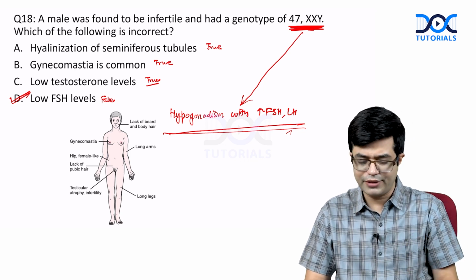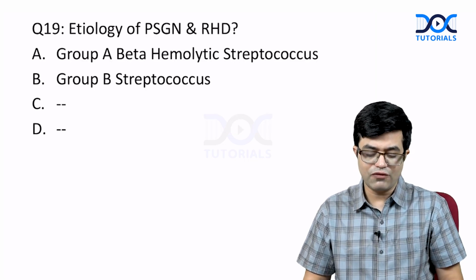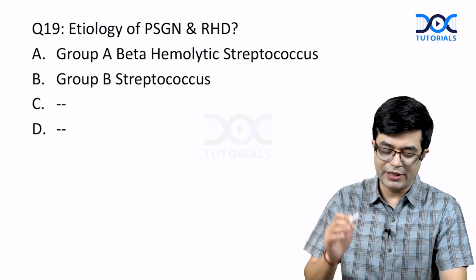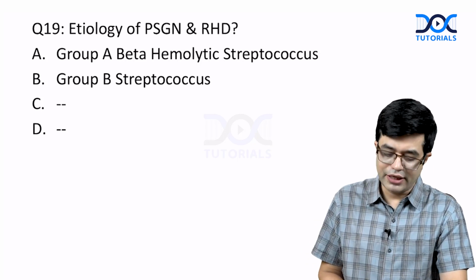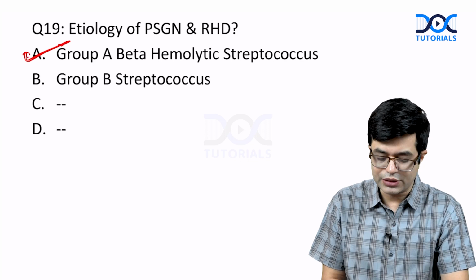We have discussed it already. Question number 19. Etiology of post-streptococcal glomerulonephritis and rheumatic heart disease. Easy one-liner, group A beta hemolytic streptococcus, right?